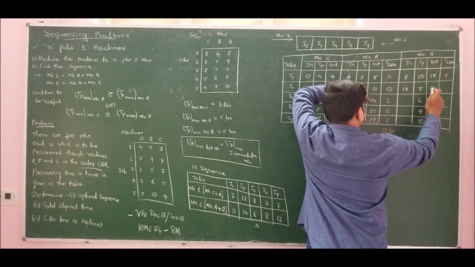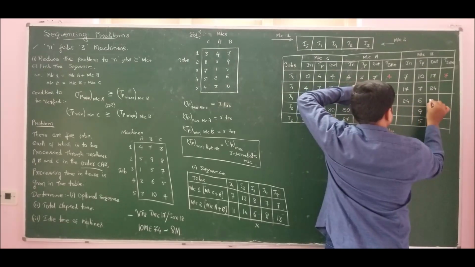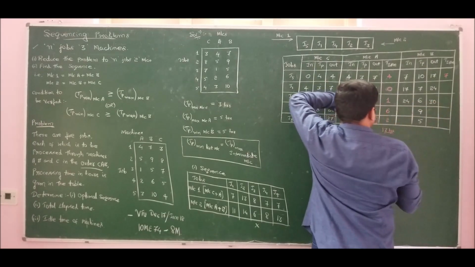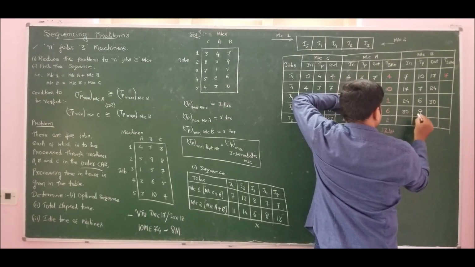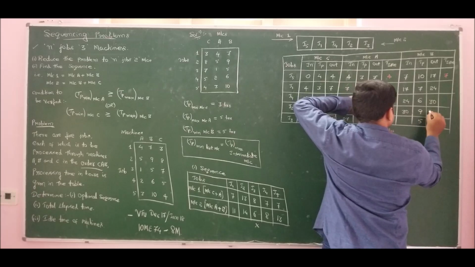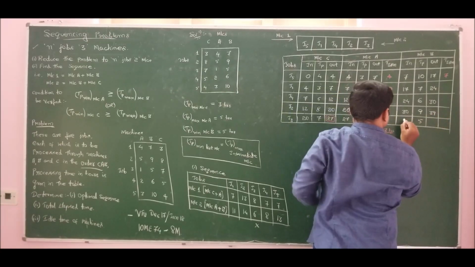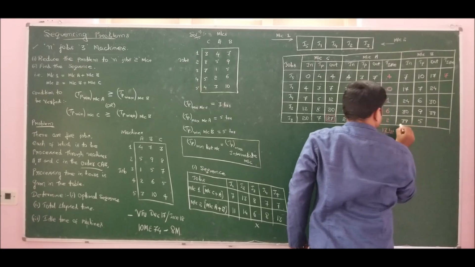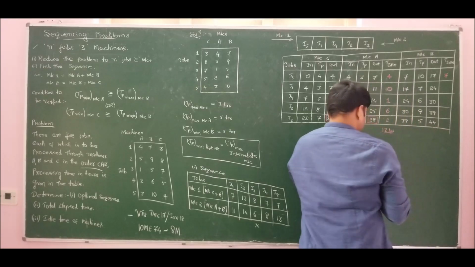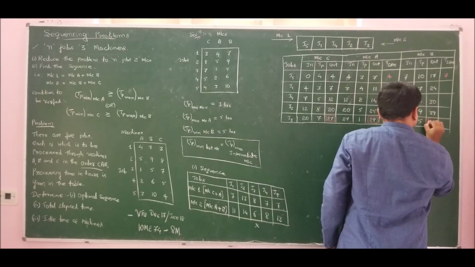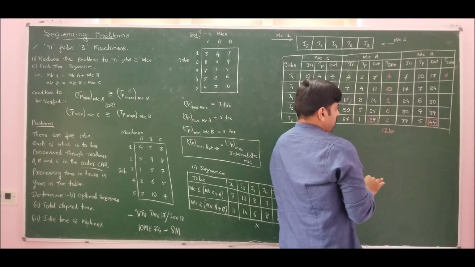Comparing 24 and 14, 24 is larger. Take 24. 24 plus 6 is 30. Comparing 25 and 30, 30 is larger. Take 30 in. 30 plus 9 is 39. Comparing 39 and 28, 39 is larger. Take 39 in. 39 plus 5 is 44. So total elapsed time for the given problem is 44 hours.